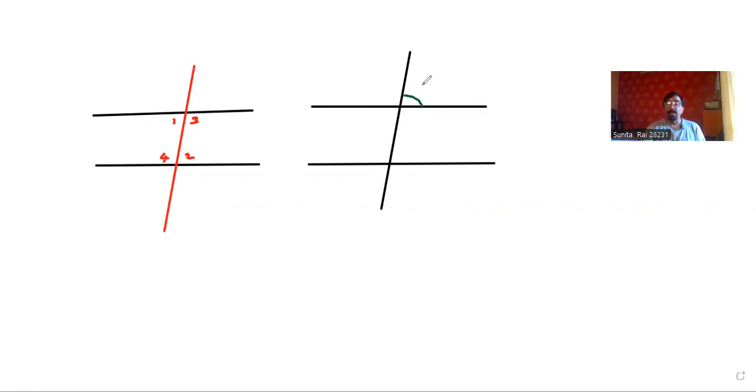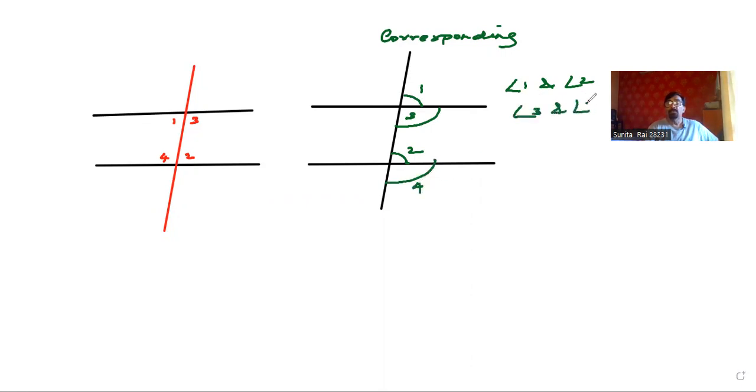जैसे ये angle 1 है, just look at the right hand side of the transversal. If this is angle 1, the angle below it, angle 2. These two are corresponding angles. I'm just revising these things because these things are needed for the next lecture. In the same way, look at this angle 3 on the same right hand side, and this angle 4. Angle 3 and angle 4 are corresponding angles.